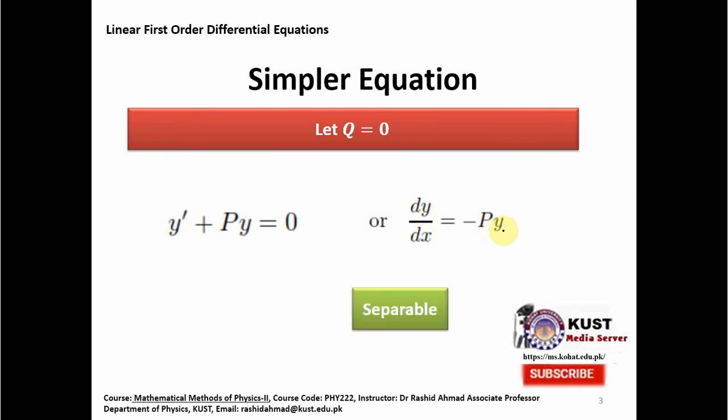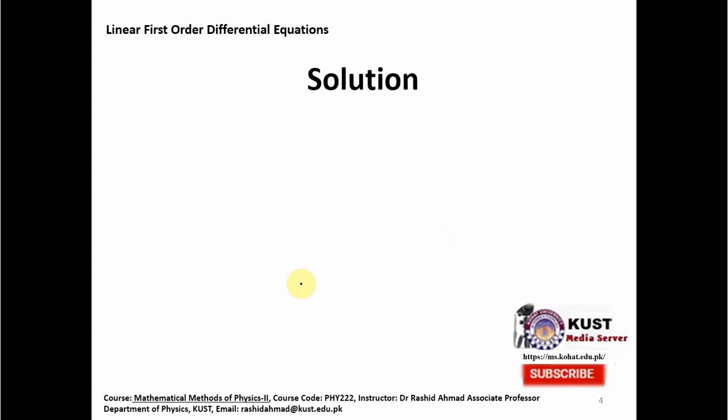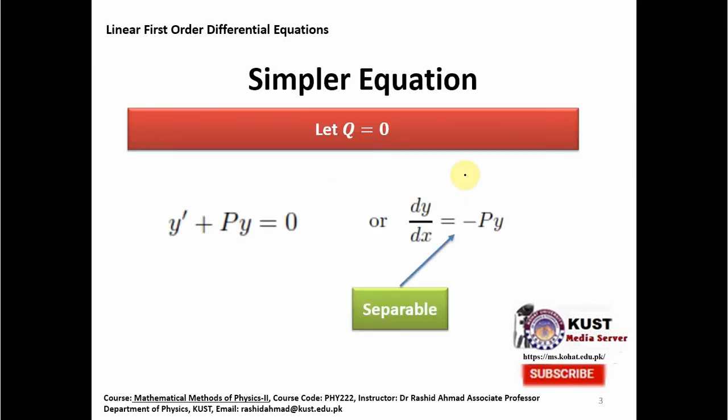As you can see clearly, this is a separable equation, where we can separate the x and y variables. How do we do this? First of all, you bring the y variable to this side of the equation, and take dx to the other side.